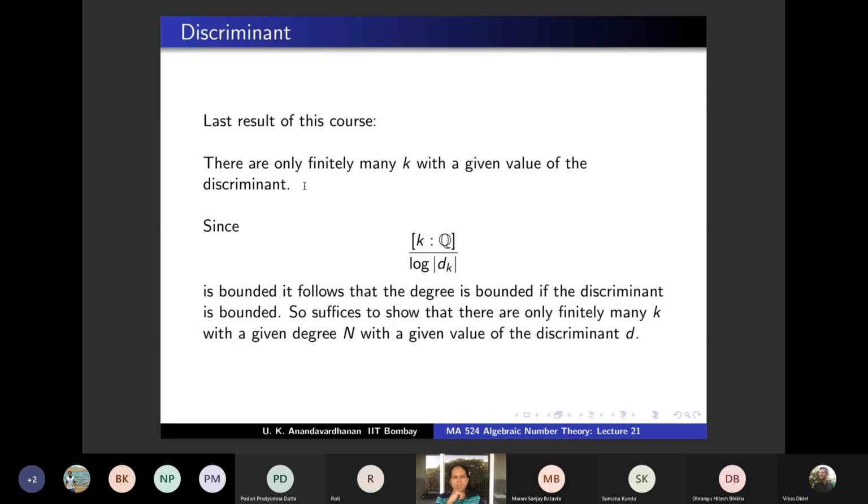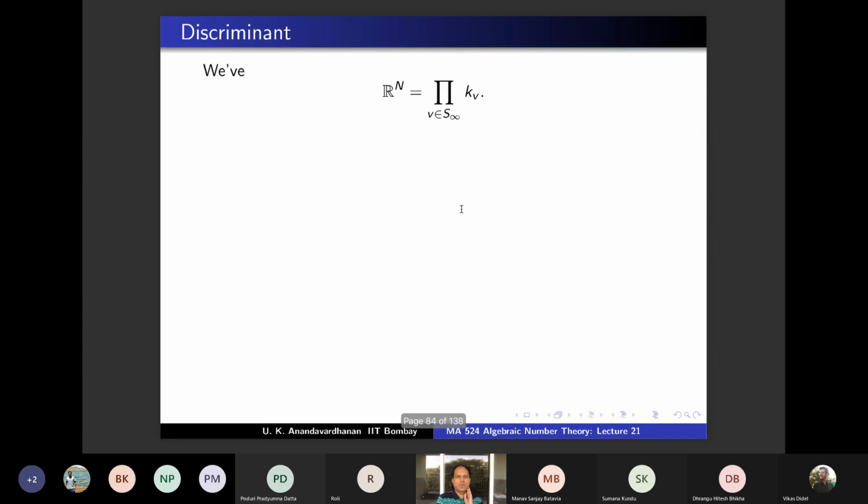Okay, so this is a crucial reduction step. In order to show that there are only finitely many K with a given value of the discriminant, it is enough to show there are only finitely many K with bounded degree and with a given value of the discriminant. So that's what we are going to show now.